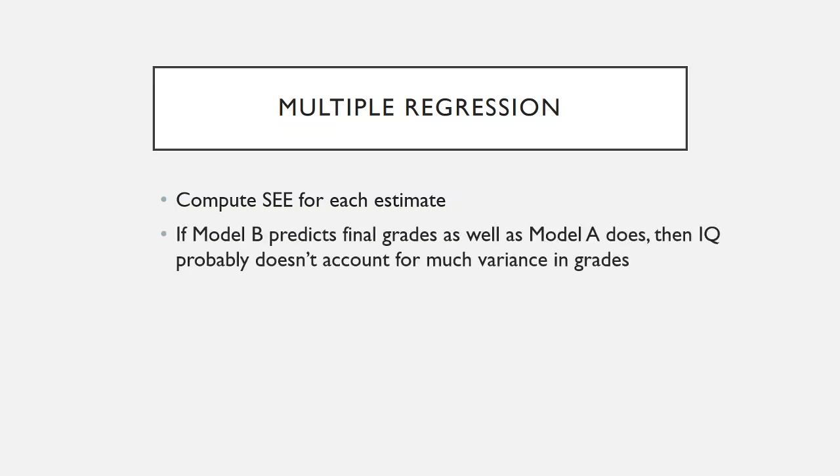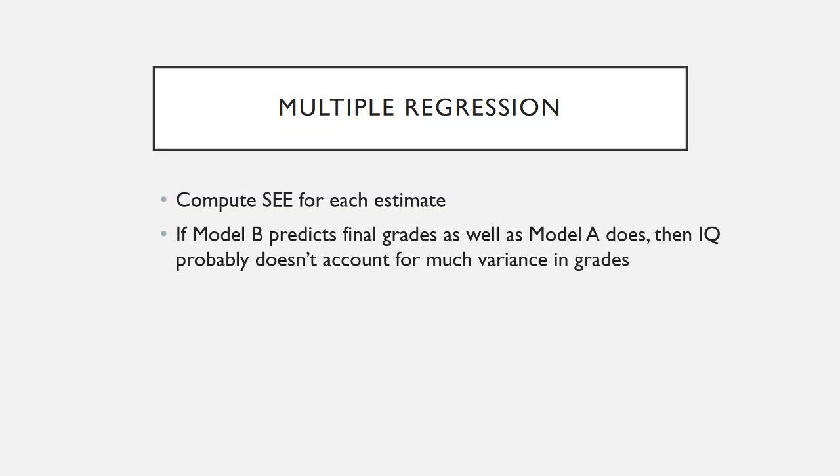So if model B has a similar standard error of the estimate to model A or the same, that tells you that IQ probably doesn't have much to do with the variance in grades. That is to say, it probably doesn't do much for you in terms of helping aid the accuracy of your prediction for grades. Again, I'll reiterate that the idea is finding which variables are important or which variables have a meaningful amount of variance that they can explain in your outcome variable.